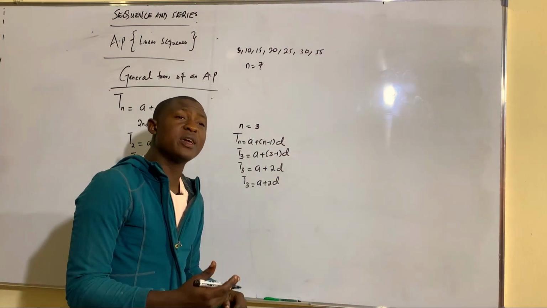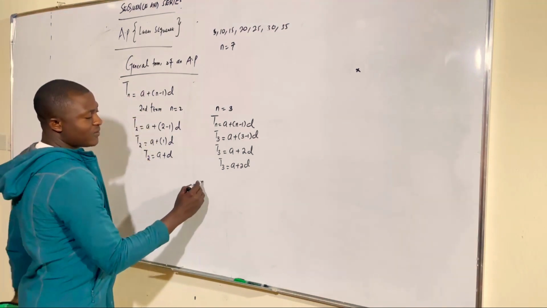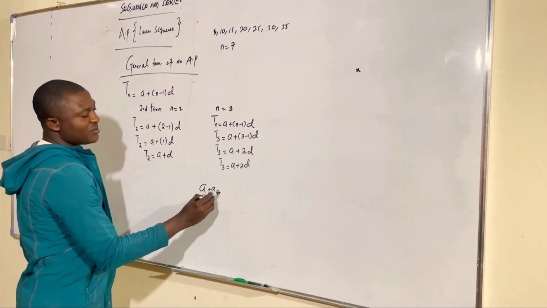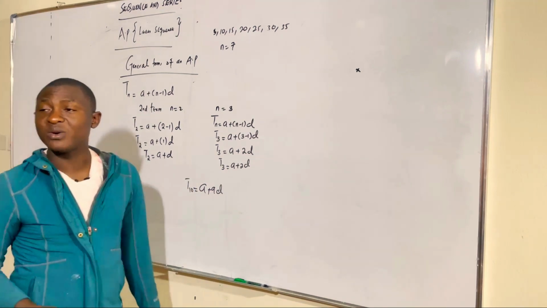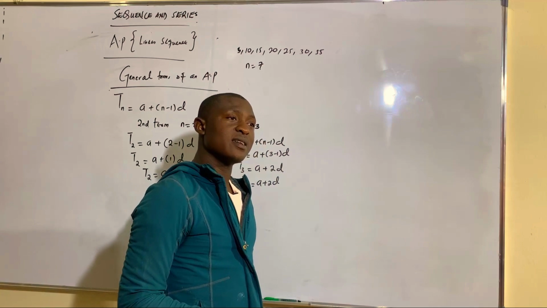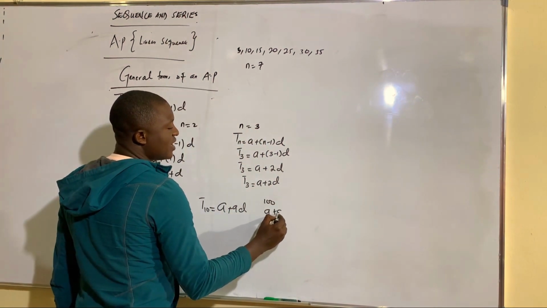Logically, the coefficient is reducing by 1 from the number of terms. So can you guess if I said the 10th term? Yes, exactly. If I want to find the 10th term, it's going to be A plus 9D. Very good. Now what if I said the 100th term? How can we write it? Yes, exactly. The 100th term is going to be A plus 99D.